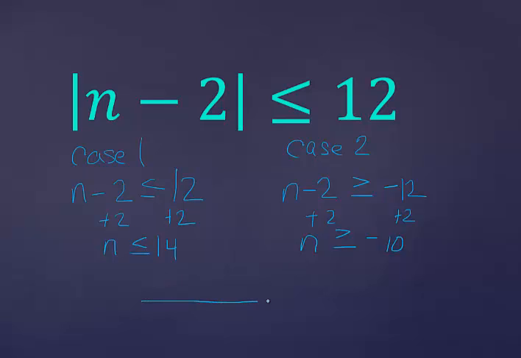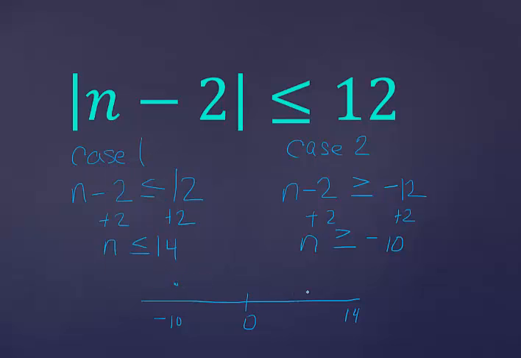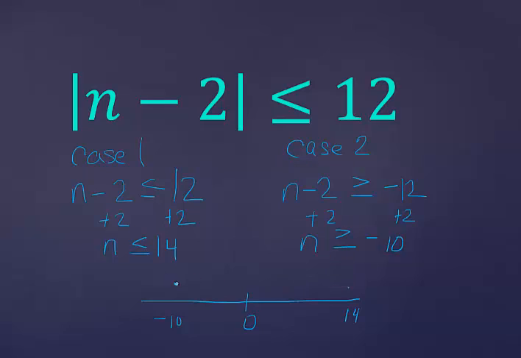So if you visualize it on a number line, you've got 0 here, you've got negative 10 out here somewhere, and 14 down here. What it's saying, and this time it's including, is that negative 10 is a possible solution, and 14 is a possible solution. There we go with that thing again. It's all these numbers in between, including the two end numbers, right? So when we draw our graph, it would be something like that.